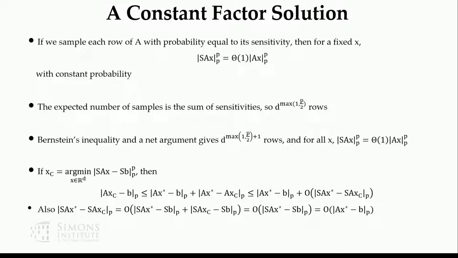Okay, the number of rows you get by doing this is not tight. You can get rid of this +1 using more sophisticated arguments. I'll talk about those a little bit later, but I just wanted to give you an initial bound. Okay, so how can we get a 1 plus epsilon approximation, though?